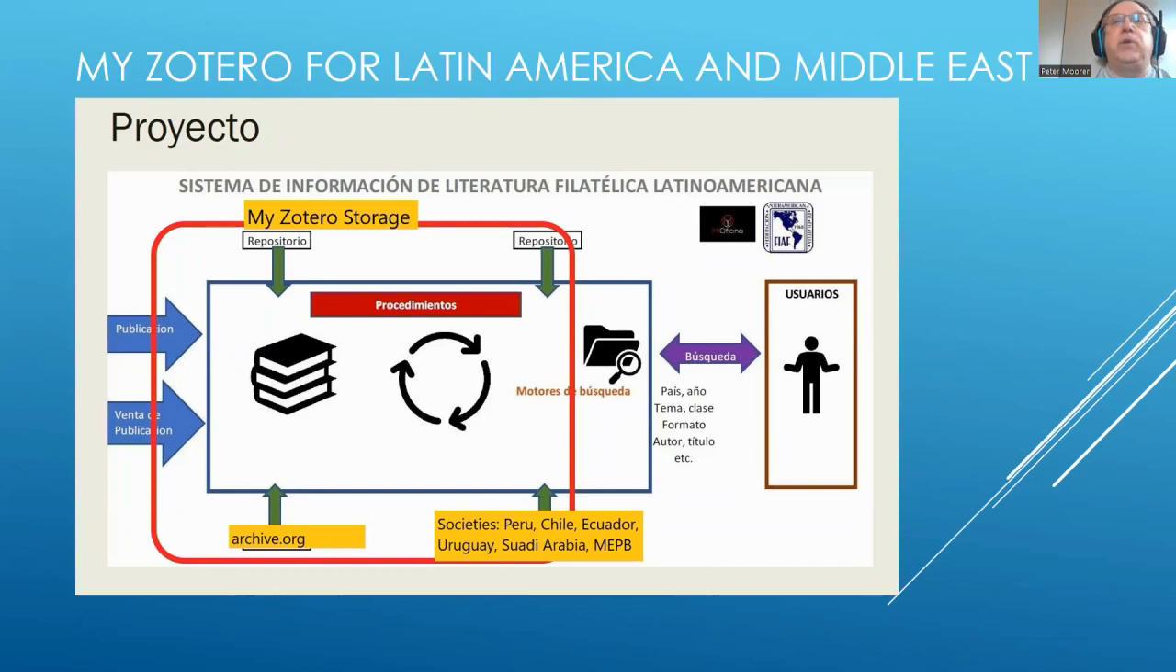So Peru, Chile, Ecuador, and Uruguay all have their publications online. And I'm very grateful, otherwise this project would not have been possible. MEB, that's the Middle Eastern Philatelic Bulletin. It's a free journal you can get. It's very large, about 120 pages to 200 pages each. Unfortunately, no Latin America.